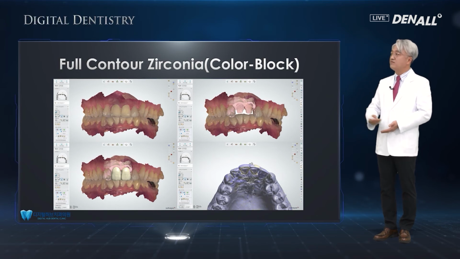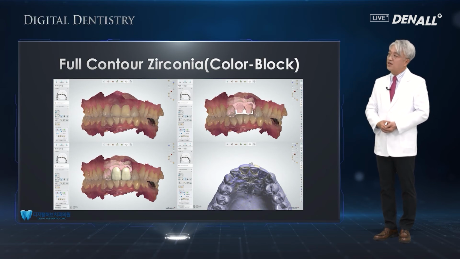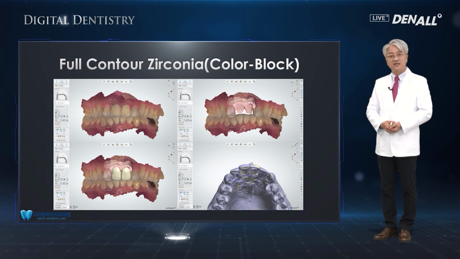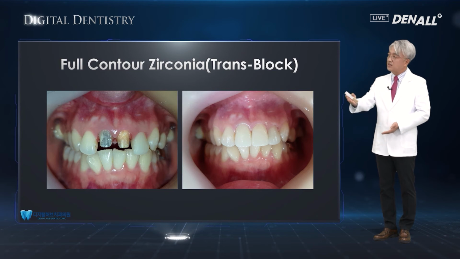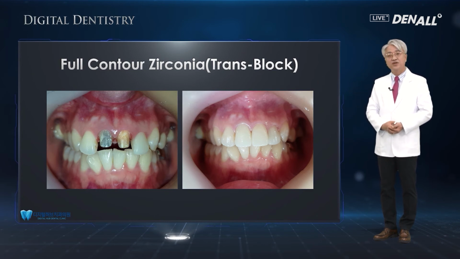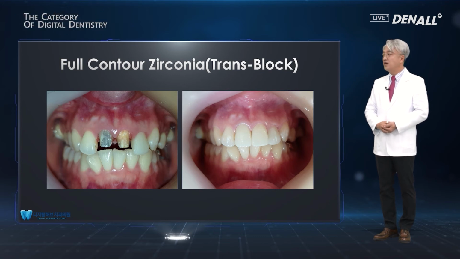So this is a color block case. First, using CAD, numbers 11 and 21 were designed on the upper side. This is preparation and setting. The trans block was used on the anterior side, and there was not much of a problem for me or the patient, and it even has good, aesthetically pleasing results.